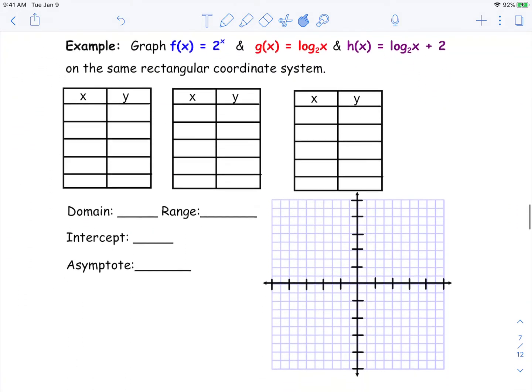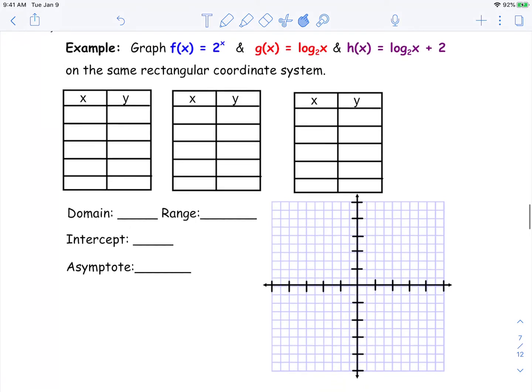So we're going to go ahead and graph first an exponential function in the blue. So this is our blue function. It is a base 2, so we're going to find a few ordered pairs. So -2, -1, 0, 1, and 2. So we're evaluating the function. So 2 to the 0 power is 1. 2 to the first power is 2.